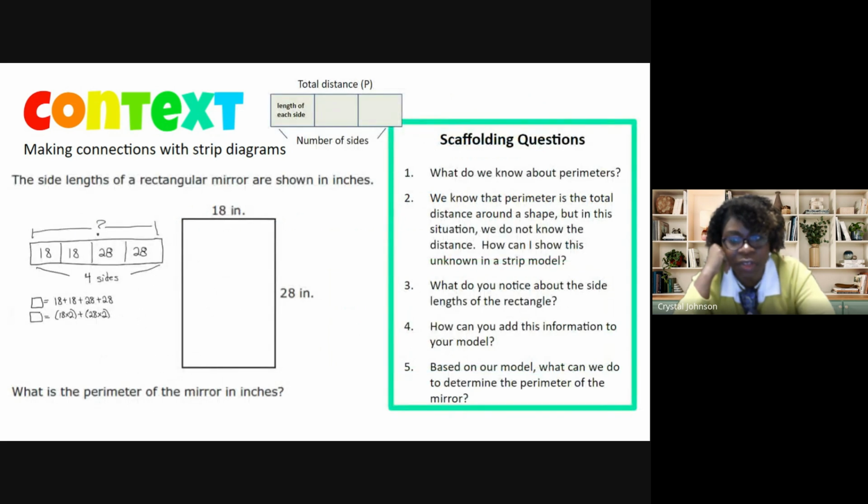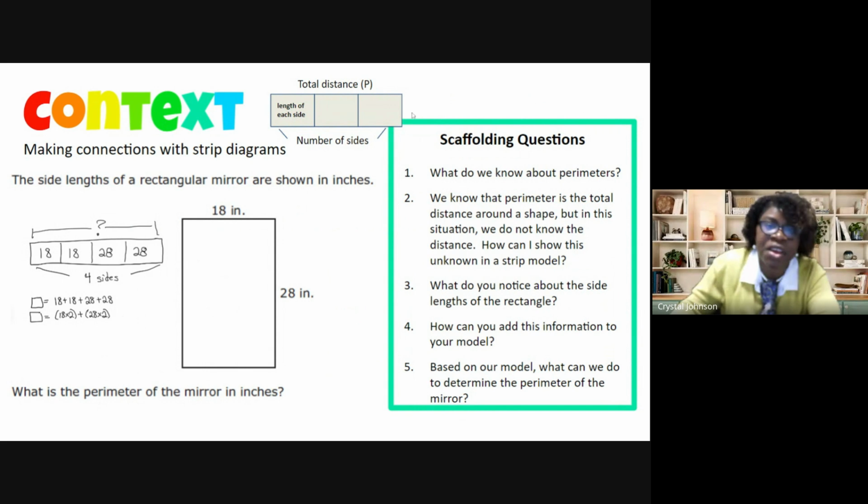So let's look at another one. So here's one here where, again, here is my anchor chart up top. This problem says the side lengths of a rectangular mirror are shown in inches. What is the perimeter of the mirror in inches? So now, once you've worked it out, you're going to have your scaffolding questions to help students get to this. What do we know about perimeters?